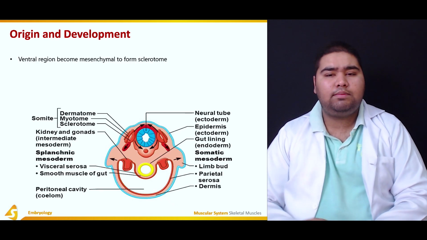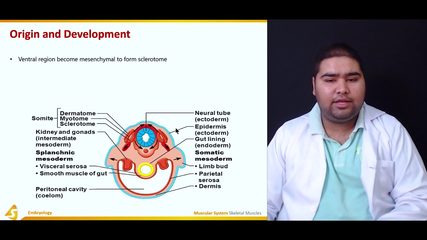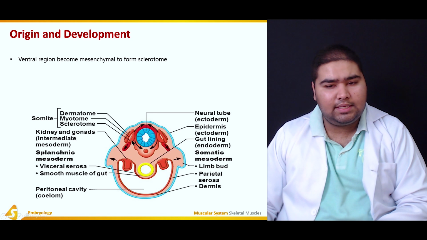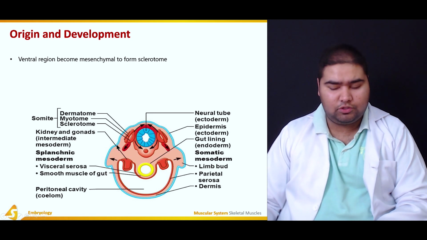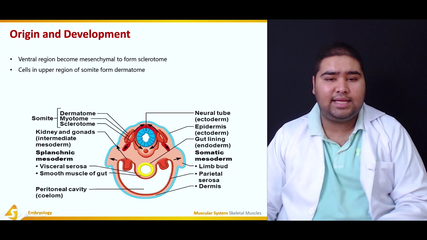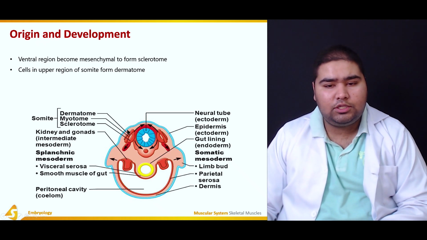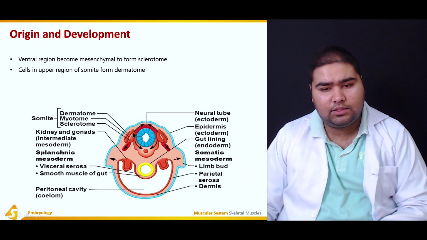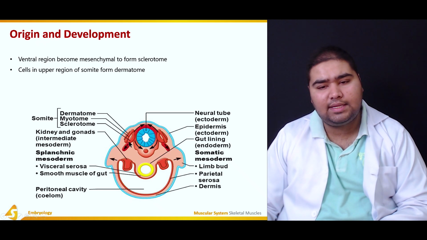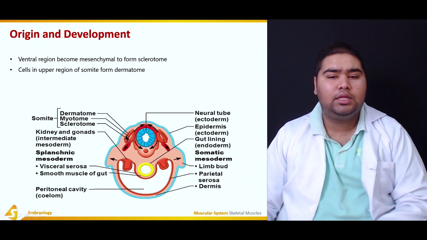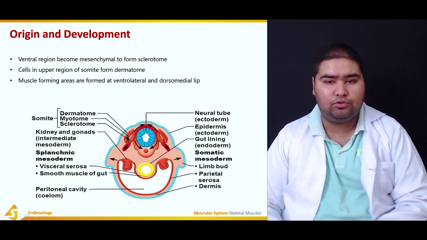Now, the ventral region becomes mesenchymal to form the sclerotome. Here you can see this is the ventral region. It becomes mesenchymal to form the sclerotome. Cells in the upper region of the somite form the dermatome. This you can see, this is the upper region. This is the somite as a whole.